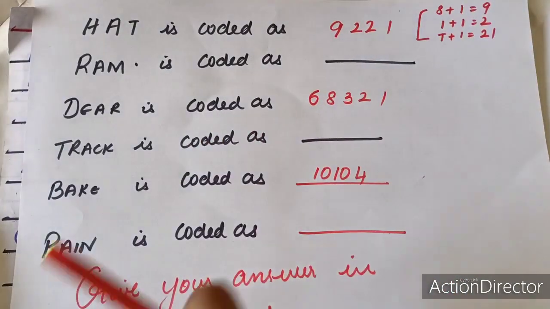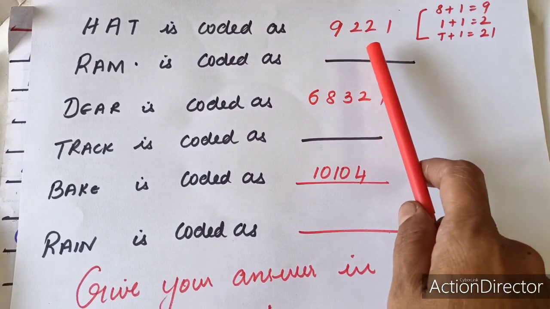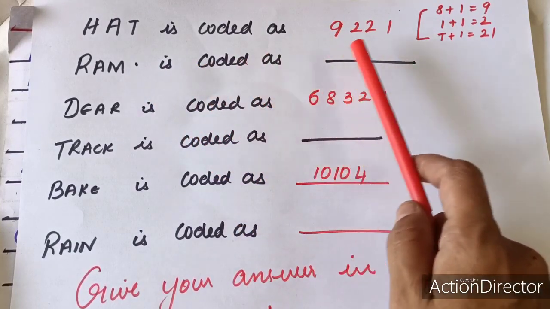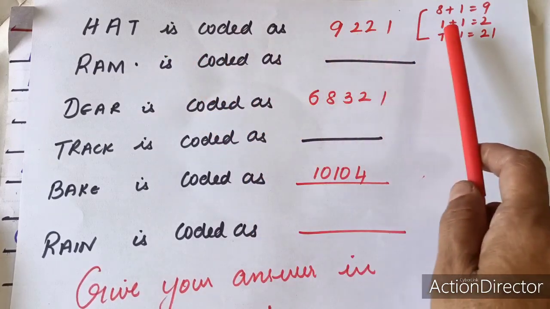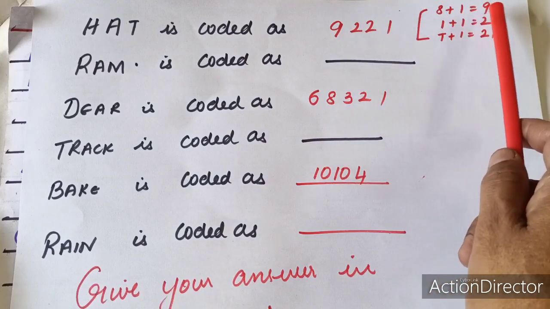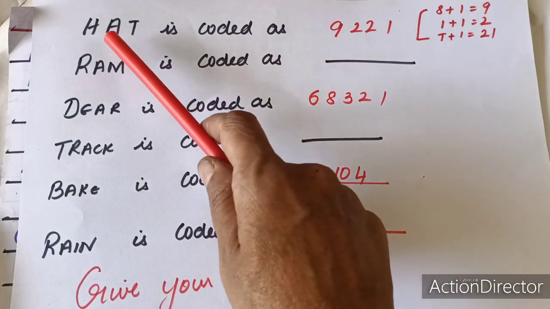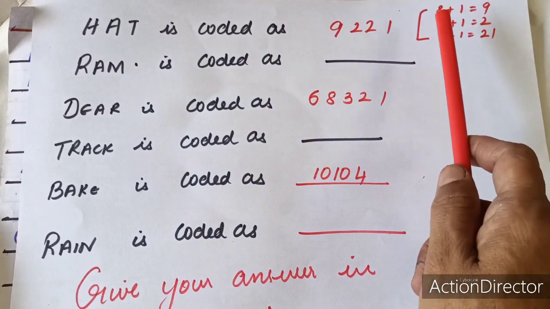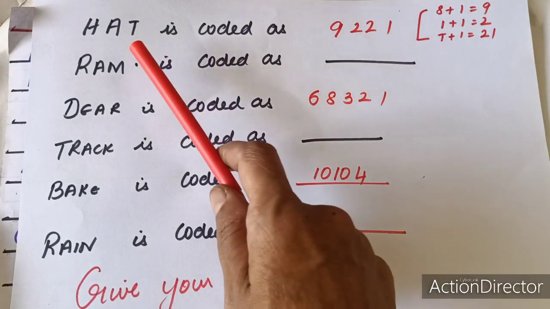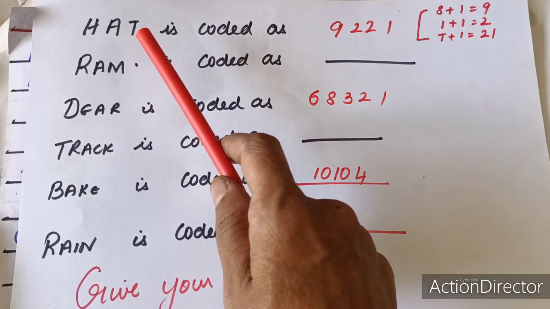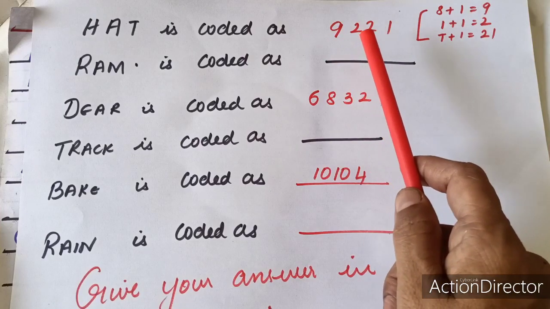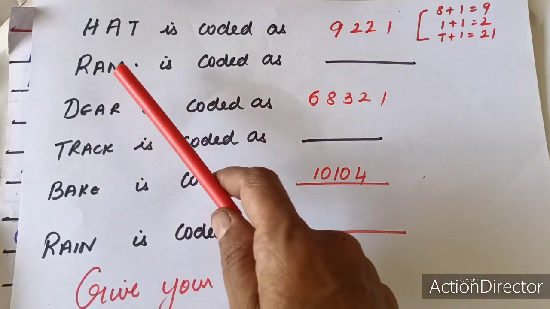Able to observe here, hat is coded as 9221. You have to find the answer how Ram is coded. See how hat is coded. The alphabet numerical value for H is 8 and by adding 1 you got 9. Similarly, alphabet value of A is 1. By adding 1 you are getting 2. Numerical value of T is 20. By adding 1 you are getting 21. So your answer is 9221. Similarly, you have to code Ram.